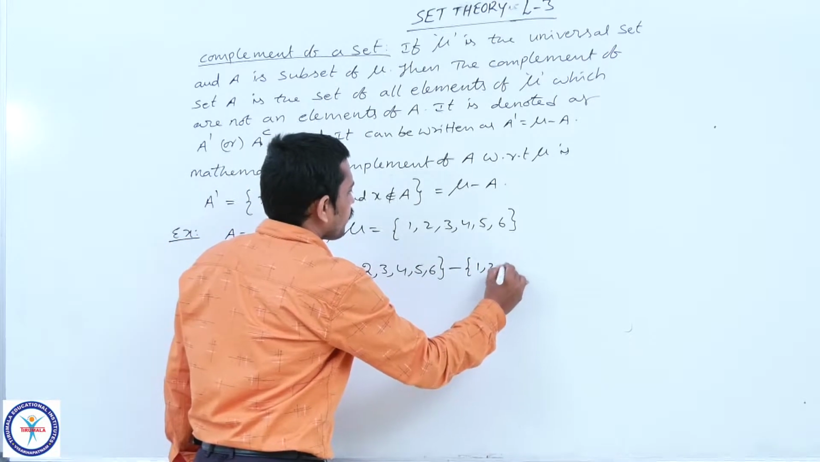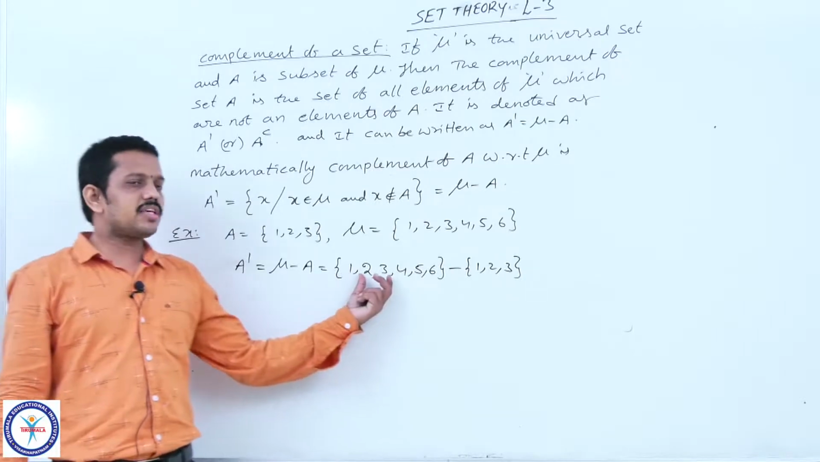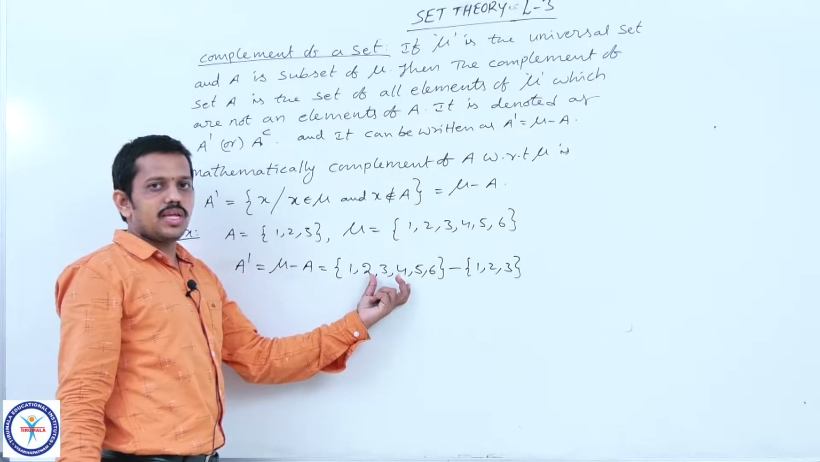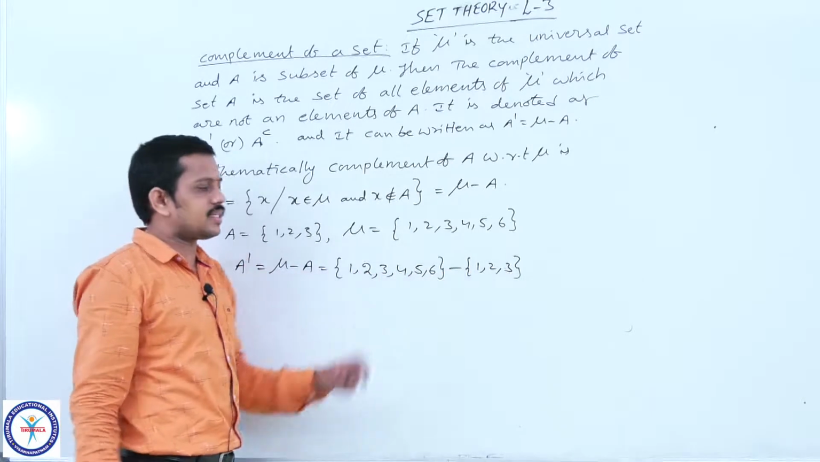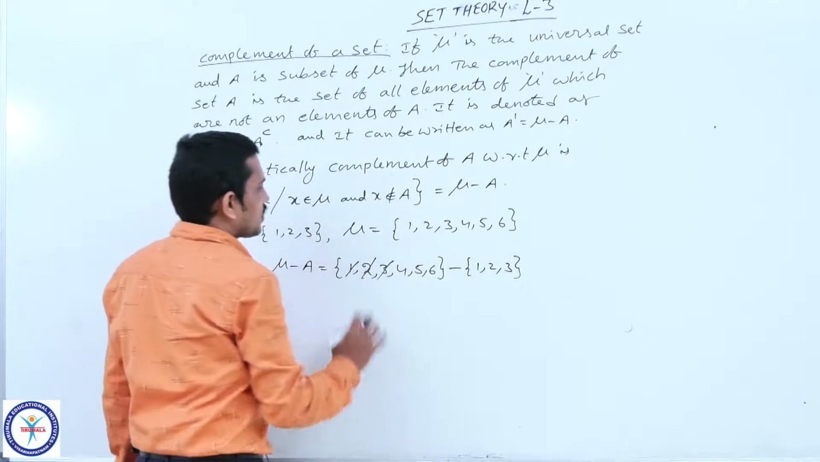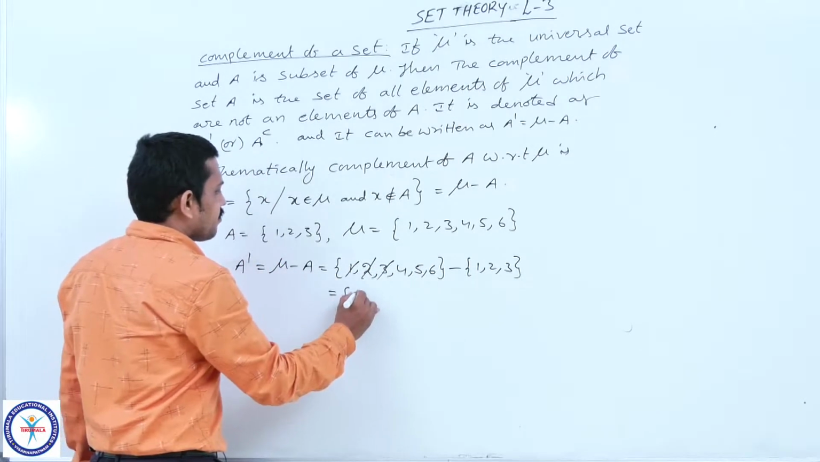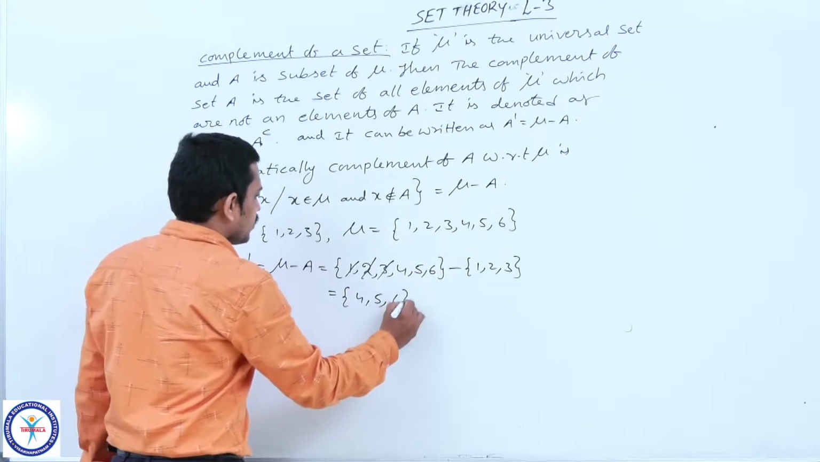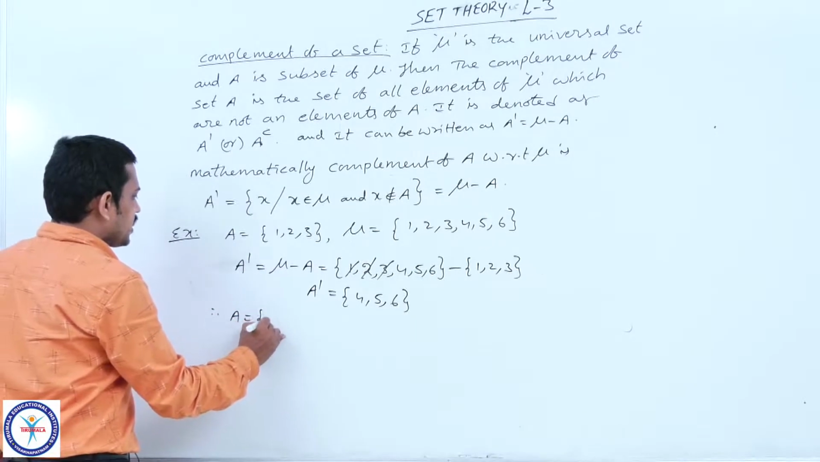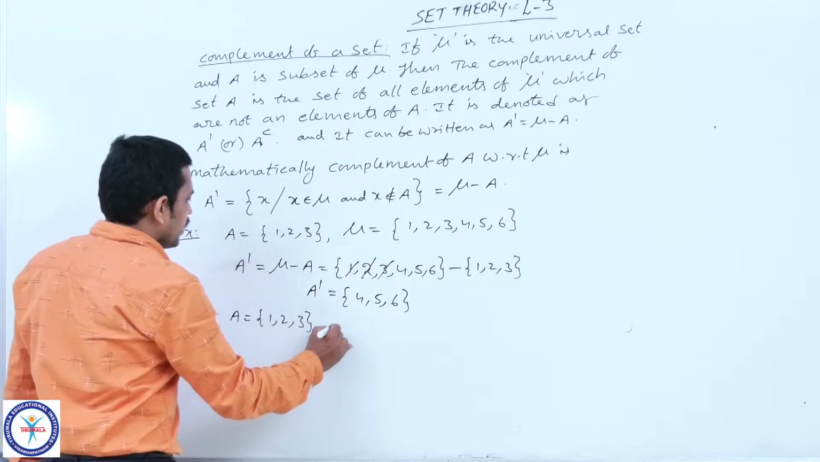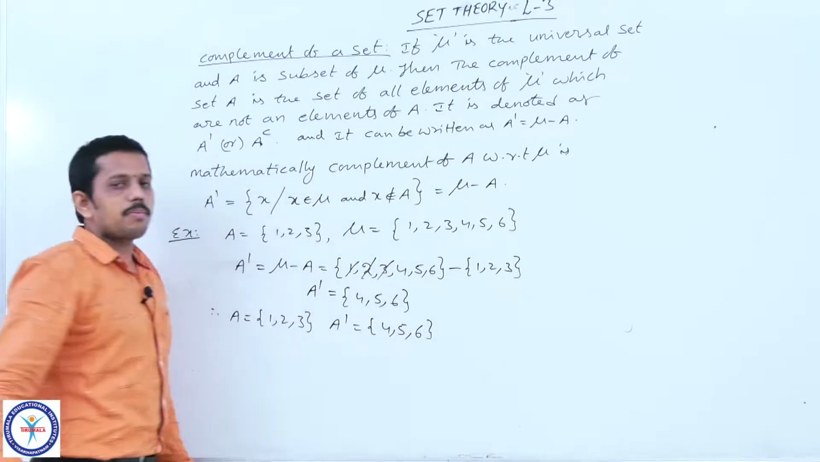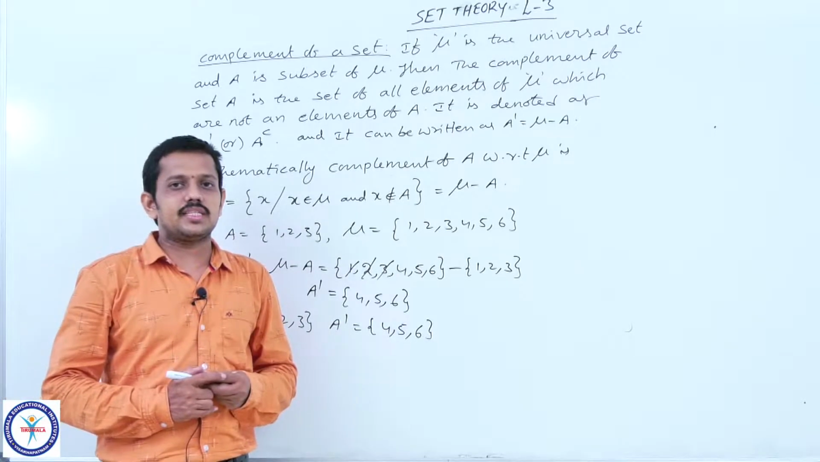Set {1, 2, 3}. The difference of any two sets is the set of elements only in the first set but not in the second set. Here 1, 2, 3 are common in the first set and the second set, so cancel them. Then we have 4, 5, 6. Therefore, if A is equal to {1, 2, 3}, then A complement is equal to {4, 5, 6}. Here A complement is not unique, it depends on the universal set.